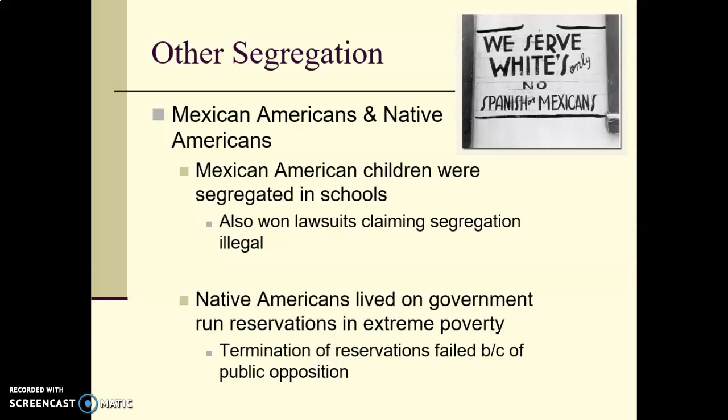So that's where we really begin to see major changes here. And this is before we even get any sort of legislation, and we begin to see changes happen because of nonviolent protests. And we're just scratching the surface here.